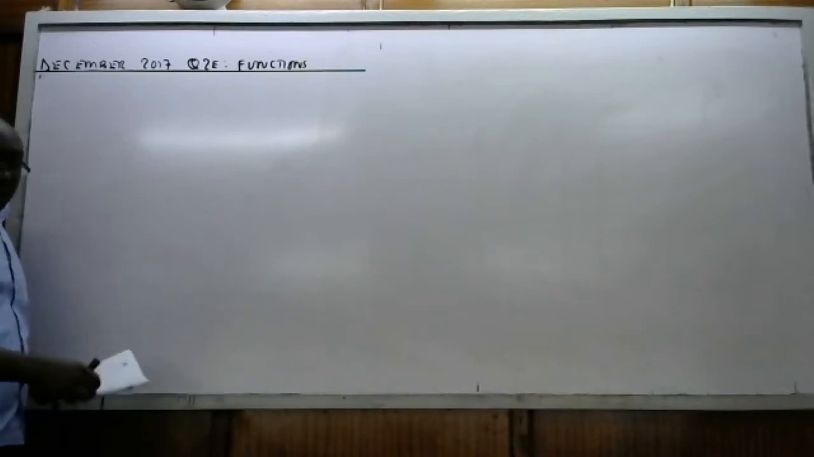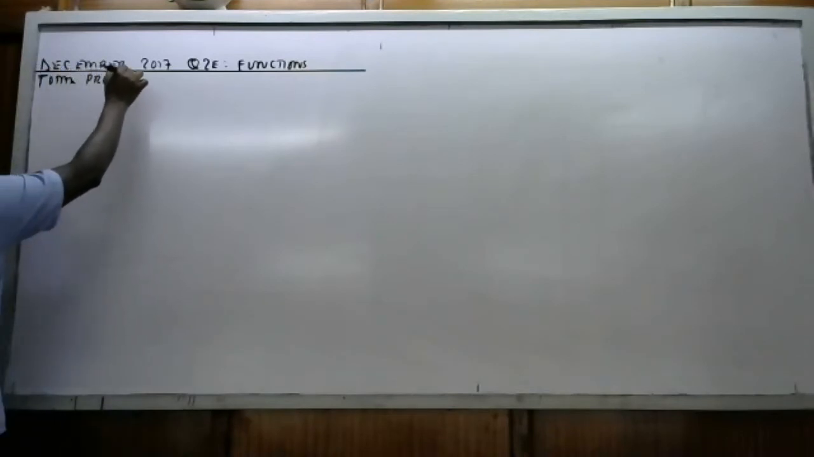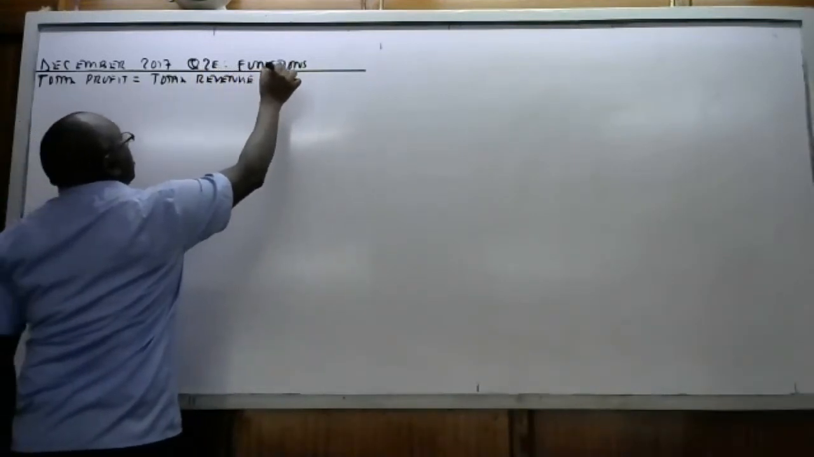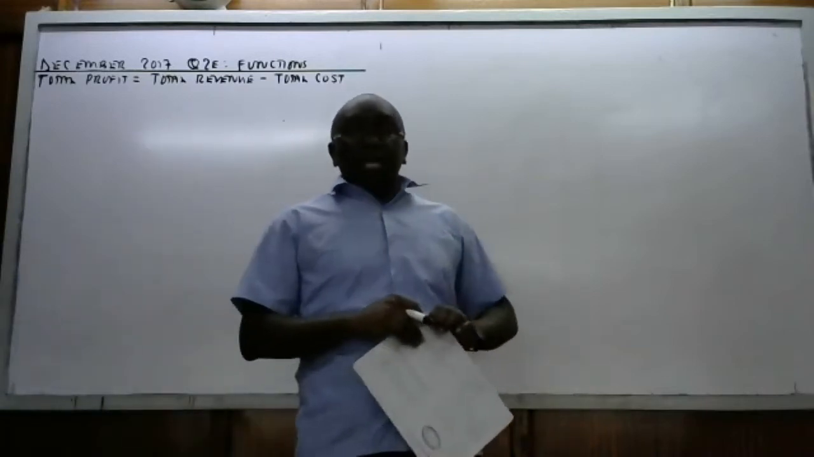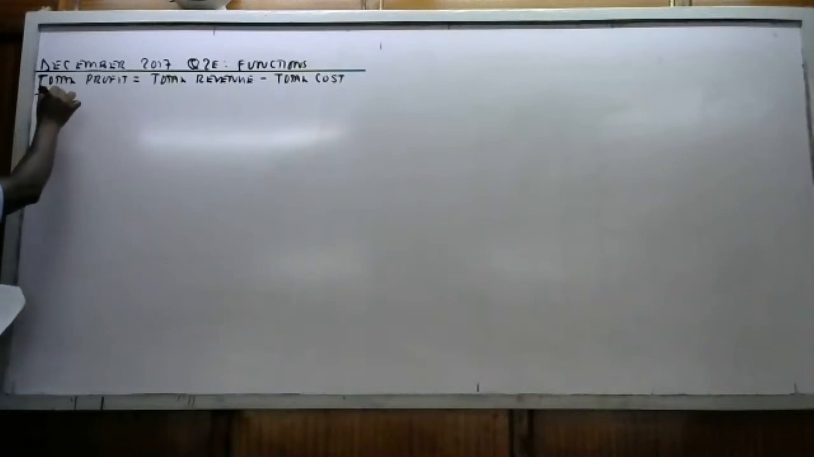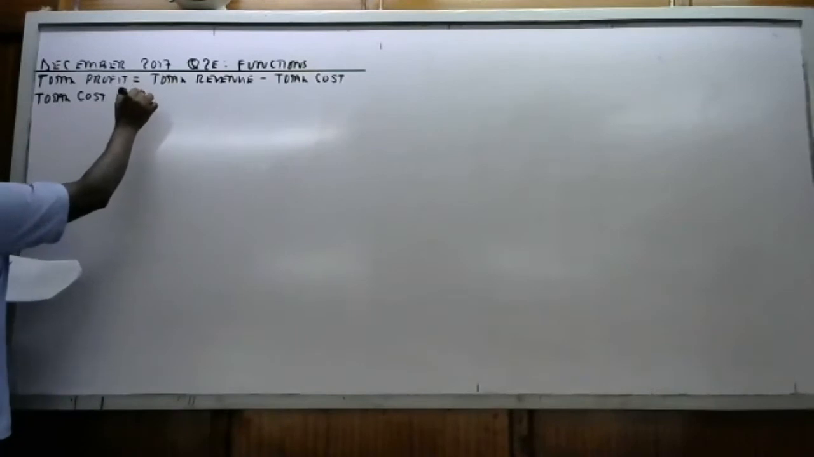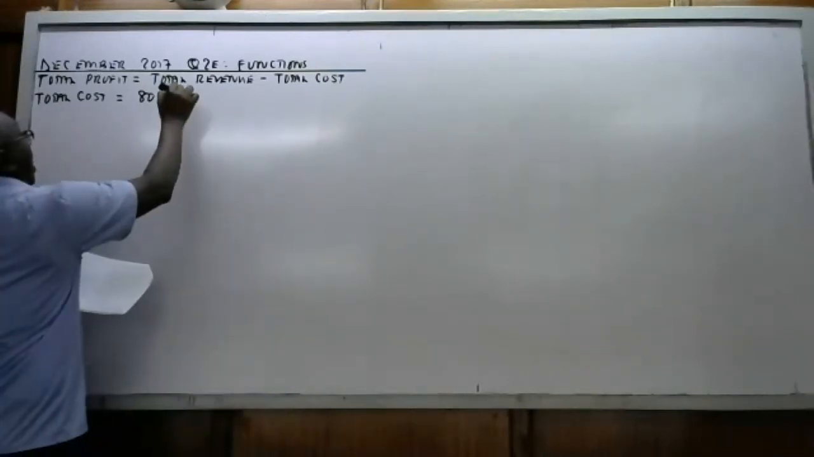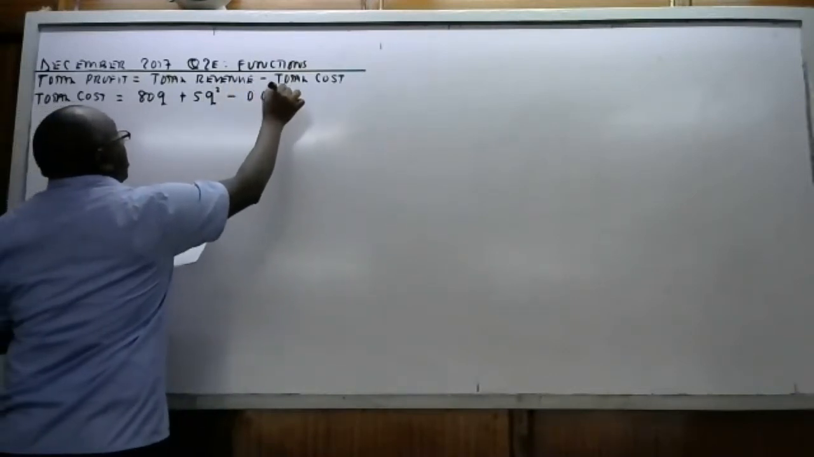And I told you when you're told to get profit, you begin by saying that total profit is equal to total revenue minus total cost. That is how you begin. You start now looking for total costs. So total cost is actually given as 80Q, I don't know whether that is minus or plus, 5Q squared minus 0.03Q cubed.